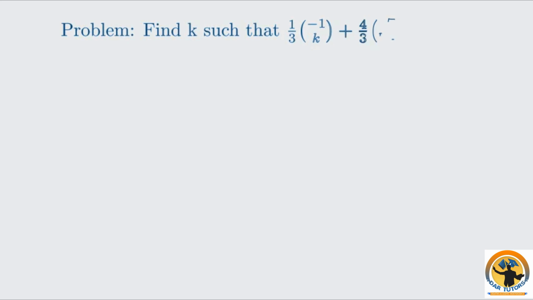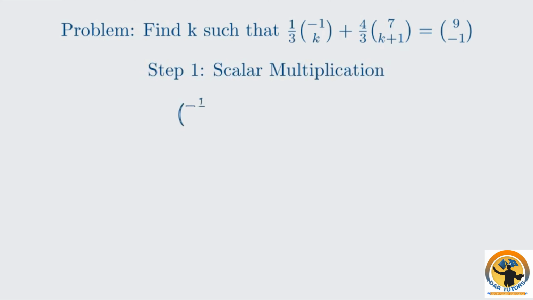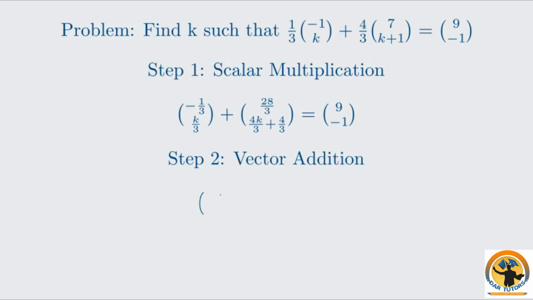Let's try another example of finding an unknown scalar, this time with fractions. We need to find k such that 1/3 times the vector (-1, k) plus 4/3 times the vector (7, k+1) equals the vector (9, -1). Again, we'll simplify the left side first. Distributing the scalars, we get the vector (-1/3, k/3) plus the vector (28/3, 4k/3 + 4/3). Now, we add the corresponding components.